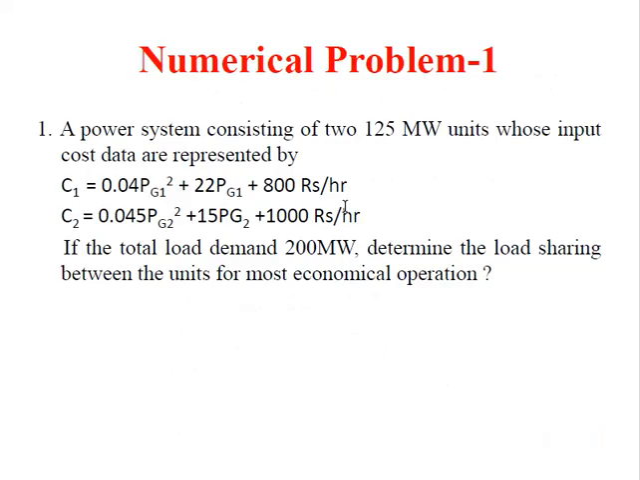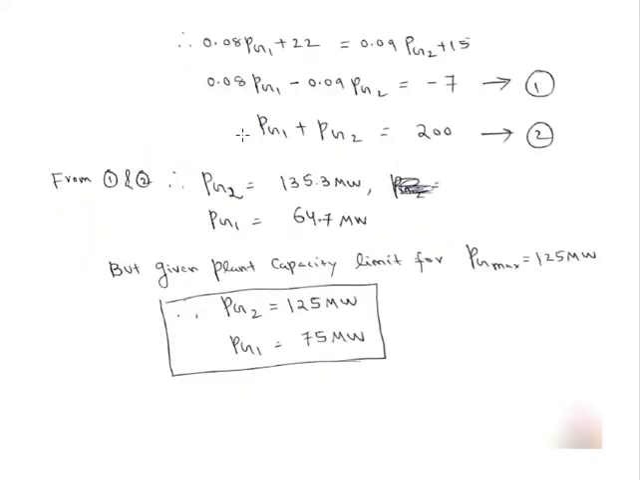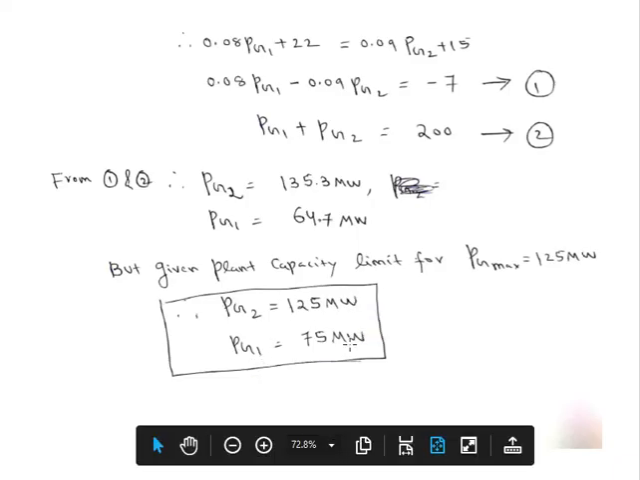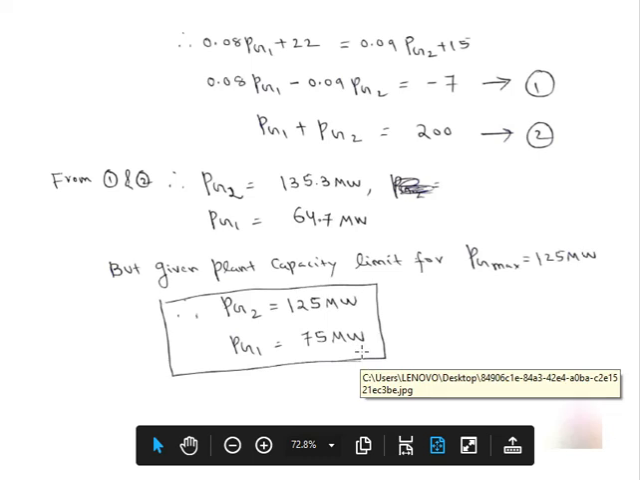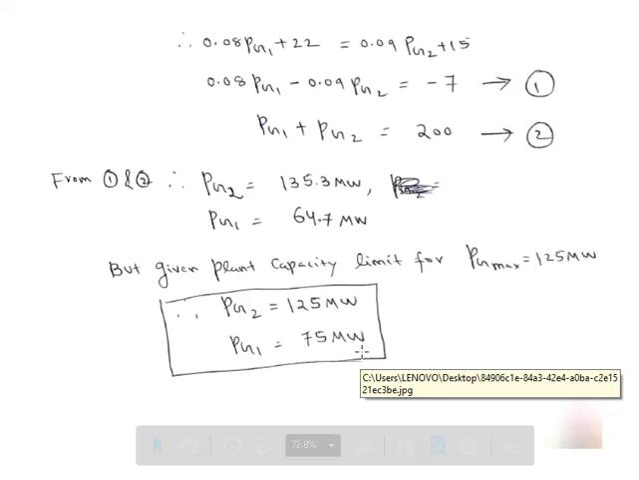But initially, the power system consists of two 125 megawatt units. So the maximum power generation capacity of an individual plant is 125 megawatt. So 135 megawatt is not possible. We can rearrange so that plant 2 generates 125 megawatt, that is Pg2 is 125 megawatt. The remaining power can be generated by unit 1, that is 75 megawatt. So this is about the economical load scheduling based on the above problem.